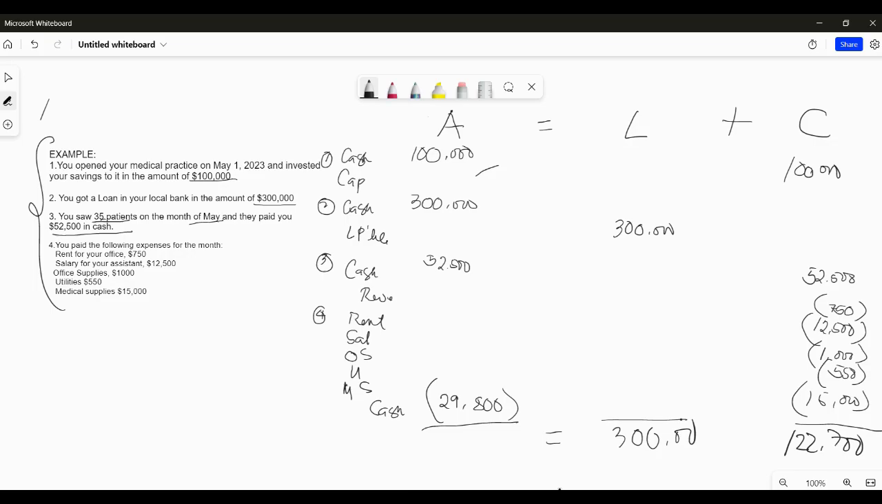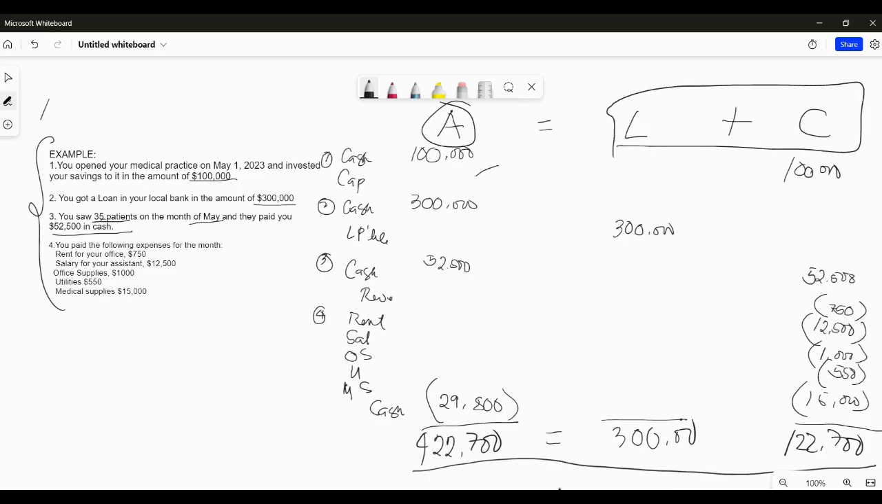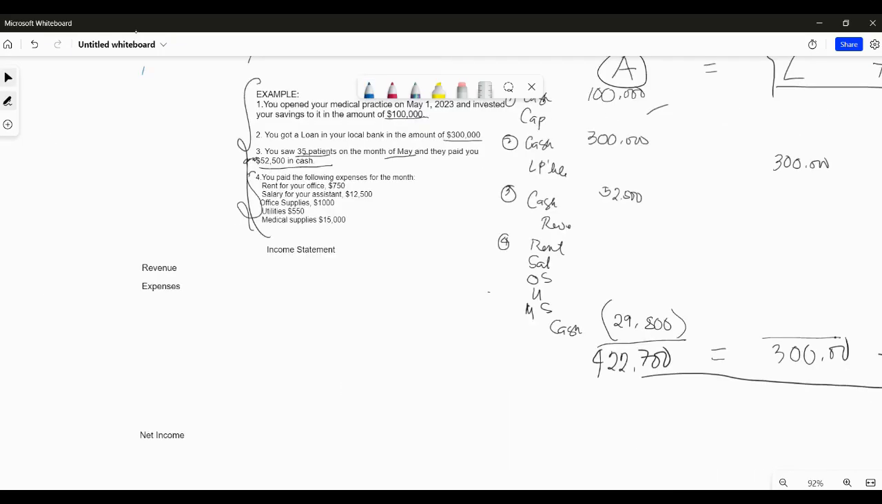So let's add your assets: 100,000 plus 300,000 plus 52,500 minus 29,800. So that is 422,700. So remember that your assets should always equal your liabilities plus your capital or owner's equity.